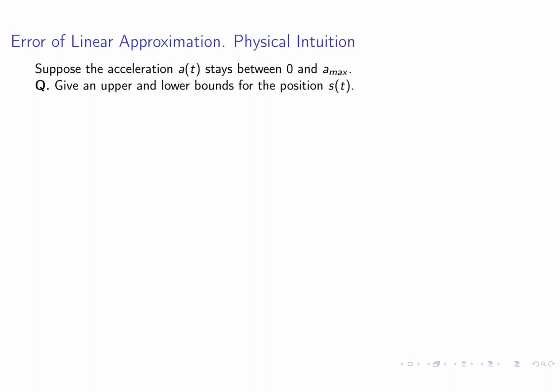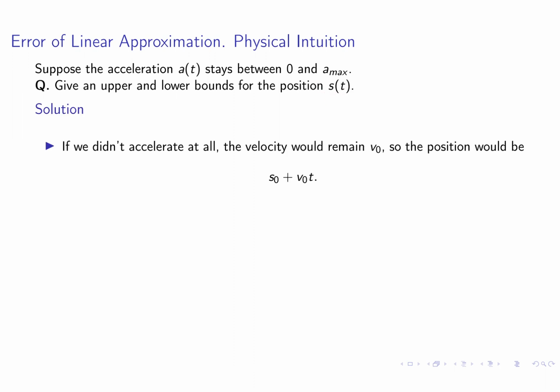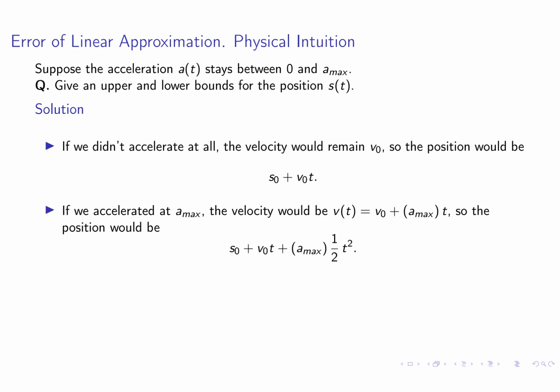Suppose we are told that the acceleration of that car always stays between 0 and some maximal value. Can we produce upper and lower bounds for the true position of that car? Let's look at the extreme scenarios. If we didn't accelerate at all, so our acceleration would always remain 0, then the velocity would not change. It would always stay the same as the initial velocity. Then the position of the car will be the initial position plus the constant velocity times t. In another extreme scenario, let's suppose that we accelerate at the maximum all the time.